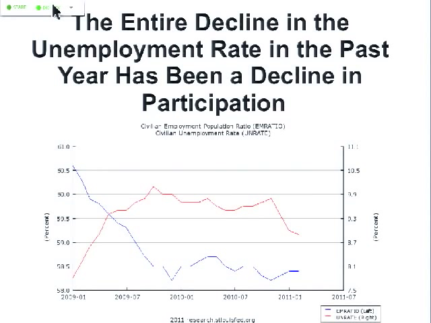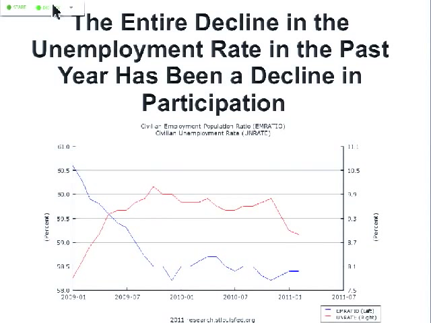The problem is that the unemployment rate has not fallen because the share of American adults with jobs has increased over the past year and a bit. The share of American adults with jobs today, at 58.4%, is actually less than the 58.5% of Americans who had jobs, seasonally adjusted, in late 2009 when the unemployment rate kissed 10%.